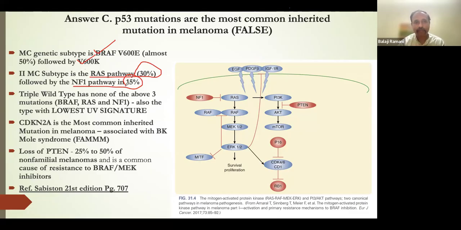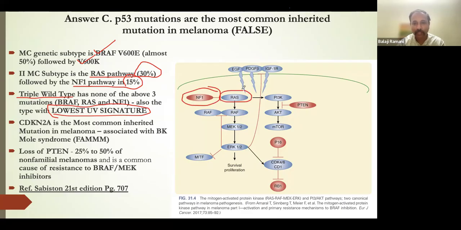So just like breast, where you have a triple negative type, here you have the triple wild type, which has none of these mutations. Basically, your BRAF, your RAS, and your NF pathways are all normal, which is known as the triple wild type mutations. These are the ones that have the lowest UV signature. UV signature is where UV rays cause these kinds of mutations, or the genetic changes in your BRAF V600E or RAS or the NF pathway. As we already see, NF1 is associated here.